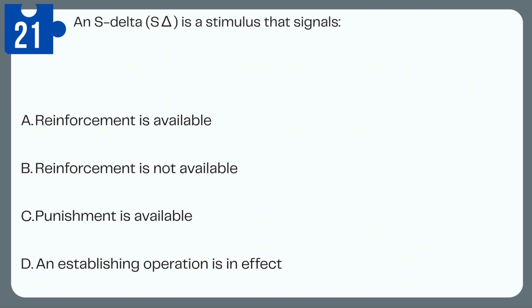Question 21. An S-delta (S∆) is a stimulus that signals A. Reinforcement is available. B. Reinforcement is not available. C. Punishment is available. D. An establishing operation is in effect.